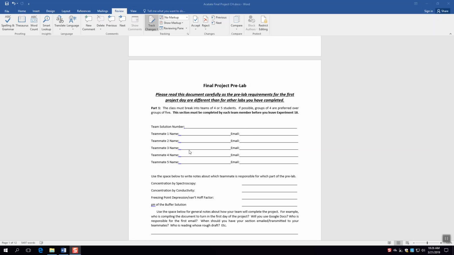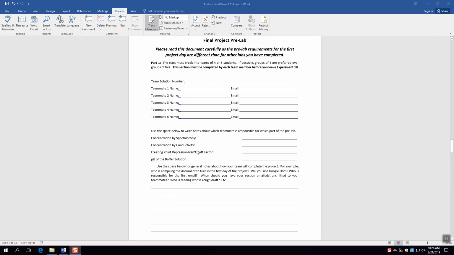So first of all, we have a place for you to put each of your team names and your email addresses so you can all contact each other, and then who's going to do what, and then some general notes like how you're going to do this. You're going to use Google Docs, who's going to do what. You are going to have a fairly extensive pre-lab that is due the first day.